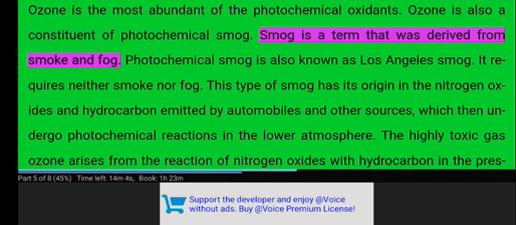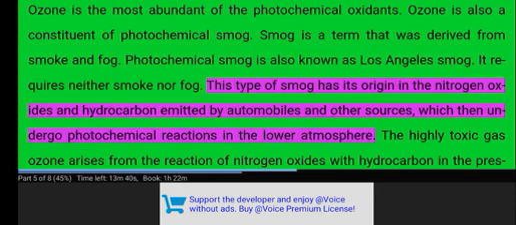Smog is a term that was derived from smoke and fog. Photochemical smog is also known as Los Angeles smog. It requires neither smoke nor fog. This type of smog has its origin in the nitrogen oxides and hydrocarbons emitted by automobiles and other sources, which then undergo photochemical reactions in the lower atmosphere.